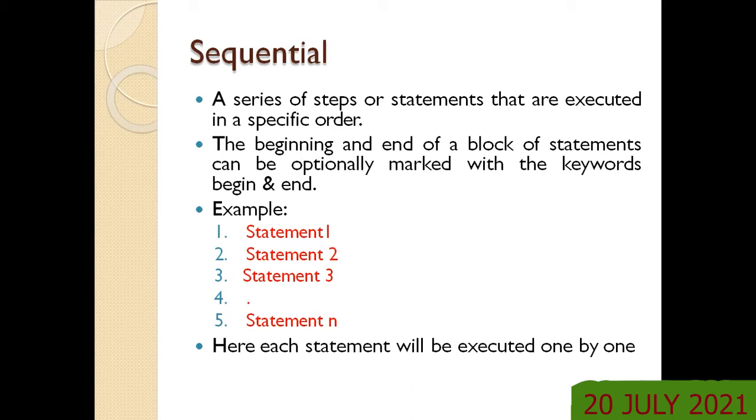There will not be any repetition of step. There will not be any skipping of the step. There will not be any jumping of the step. Nothing is involved. A sequential is very simple. Earlier we had written the algorithm to print the sum of two numbers. It is a sequential: getting two numbers, adding them and printing it. There is no repetition, no question of going back, jumping, skipping, nothing. This is called a sequential.